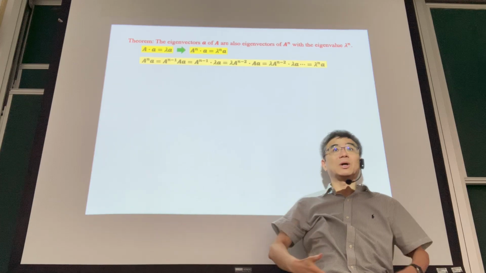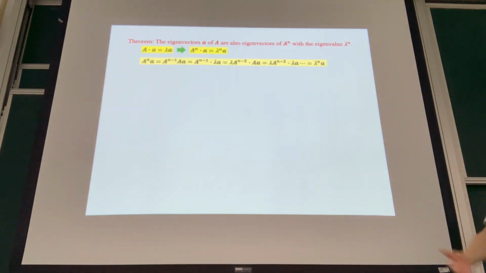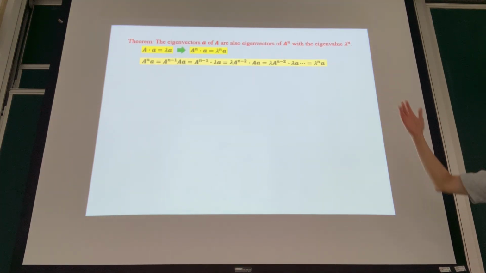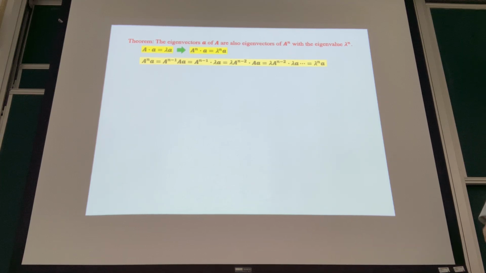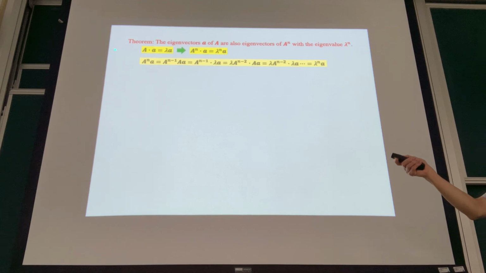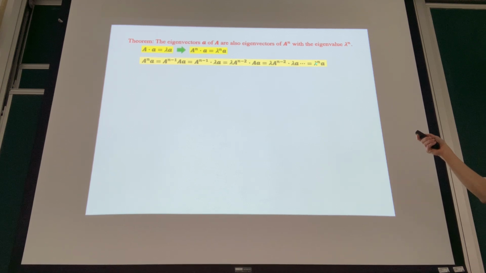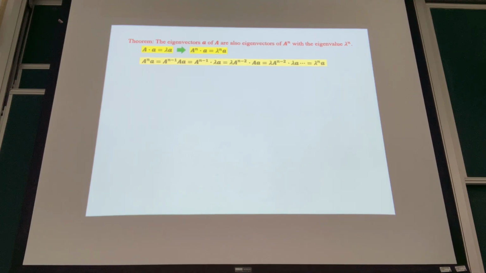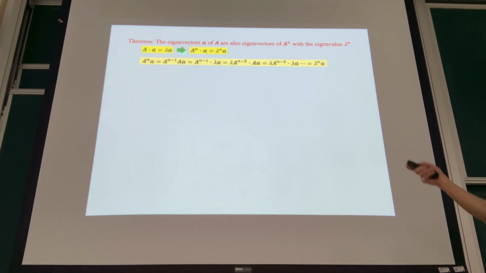And I can repeat the process again, again, and again, until all the A's are used, right? So it's so simple. Therefore, when you finish all the capital A's, you got lambda to the nth. Is that clear to everybody? The result is quite clear. The small a is also an eigenvector of A to the nth with the eigenvalue lambda to the nth.